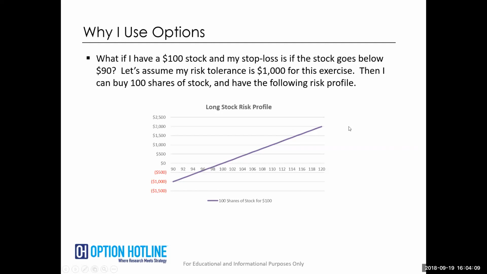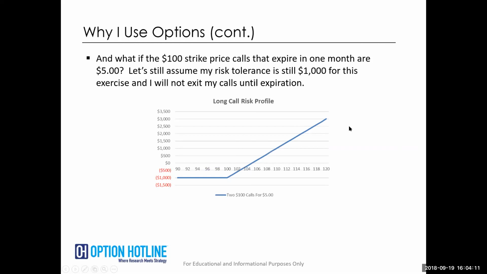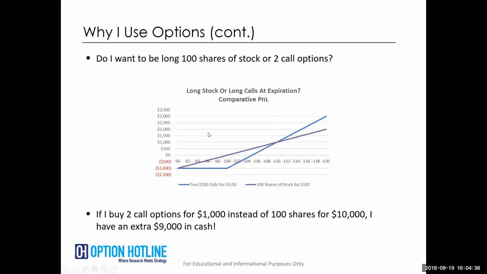Now, on the other side, let's say there are these calls that expire in a month. At the money, they cost $5. I'm still willing to risk $1,000, so I can buy 2 of these, and I'm not exiting until expiration. Well, then my risk profile looks like this. If we're at $100 or lower, I'm going to lose $1,000. But if we trend higher and say get all the way up to that 120 price point, my profit's $3,000 instead of $2,000. So here's the comparison: 2 at-the-money calls or stock.